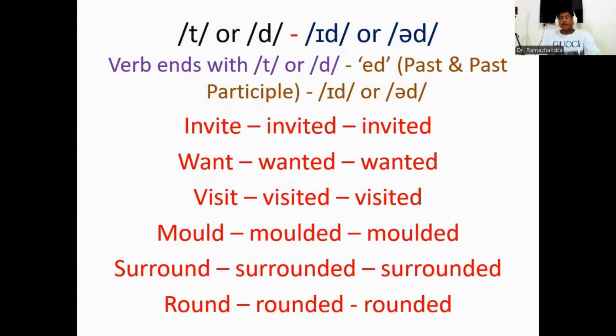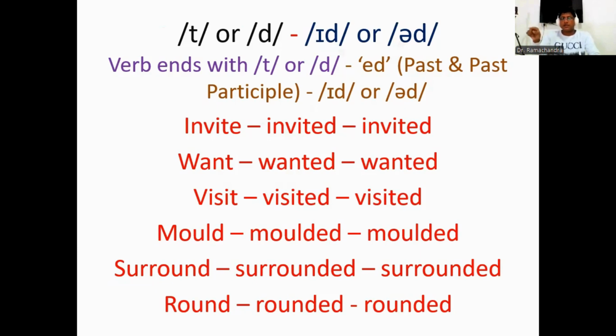The next one. In verbs, if the verb ends with t or d, the ed becomes id or ud, but not ed. But many people say invited with a full ed. No, it is invited, with ud, schwa plus d. Invite, invited. You can confine yourselves to using one, not two. Id is perfectly all right.